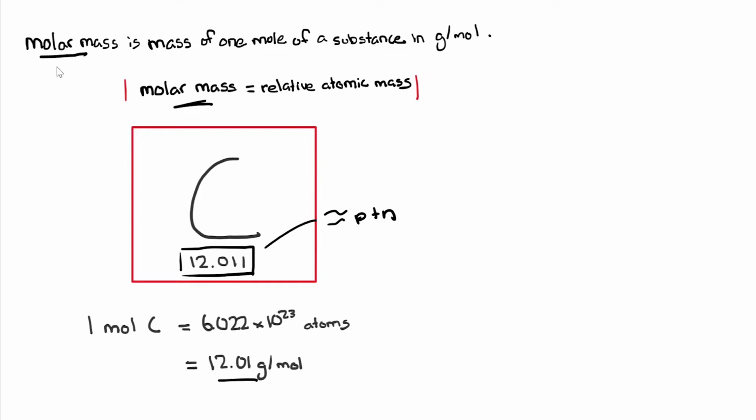We know that's equal to Avogadro's number of carbon atoms, or 6.022 times 10 to the 23 carbon atoms. What we know from here is that this number of carbon atoms is going to weigh 12.01 grams. Right, that's the relationship here. 1 mole of carbon is going to weigh this much, this many atoms is going to weigh this much. So the relative atomic mass is going to be equal to the molar mass, and that means that 6.022 times 10 to the 23 carbon atoms is equal to 12.01 grams.